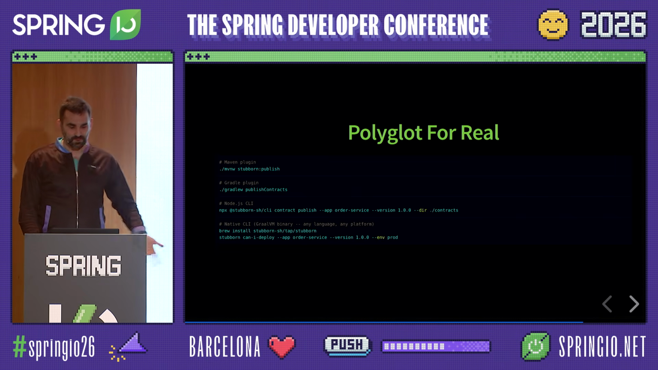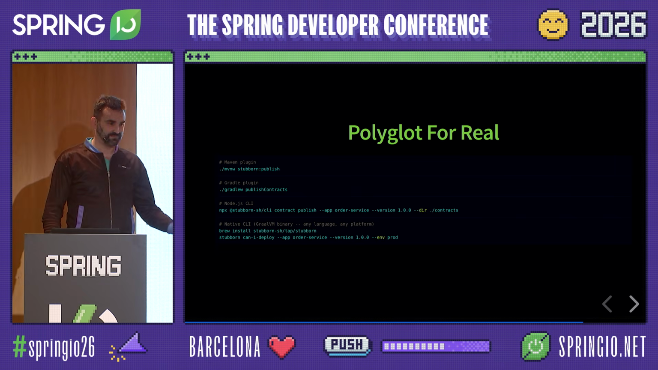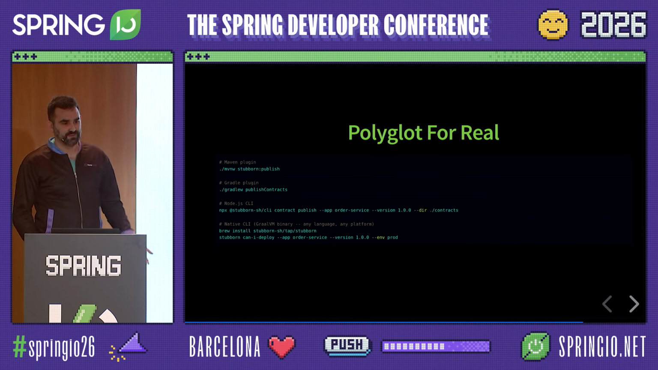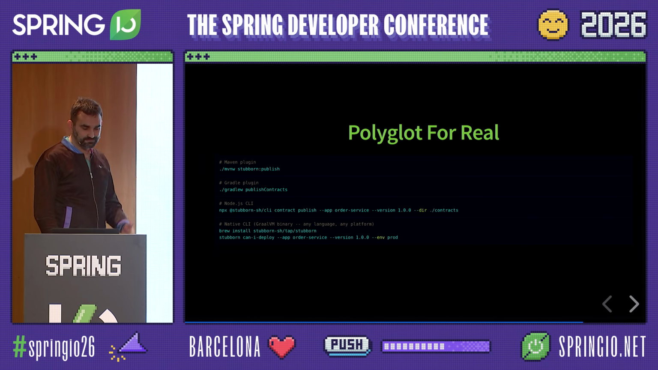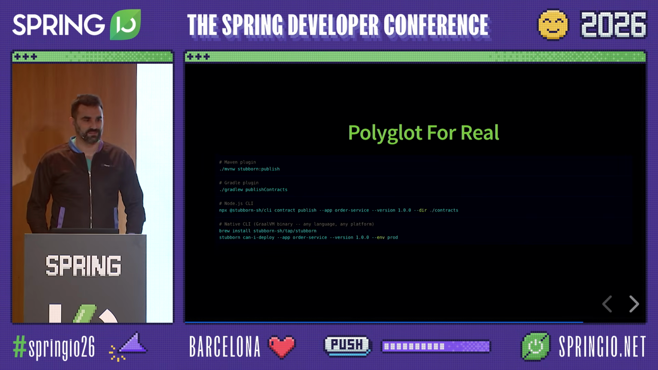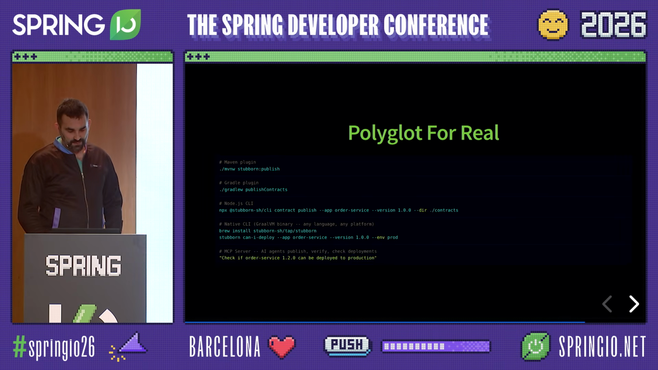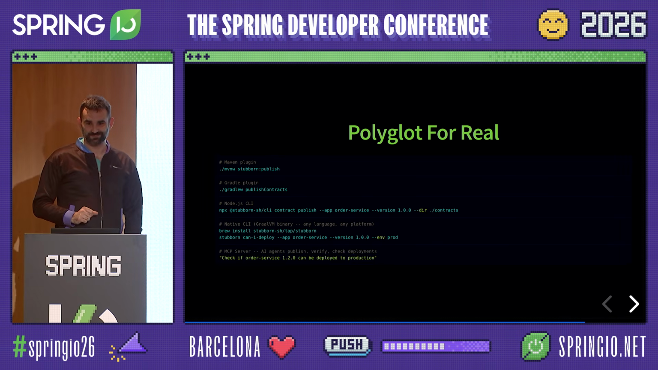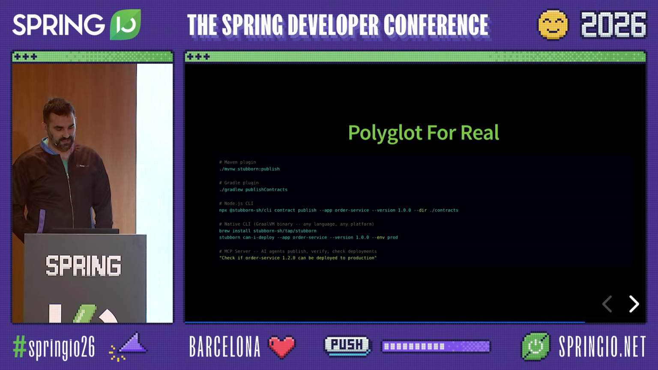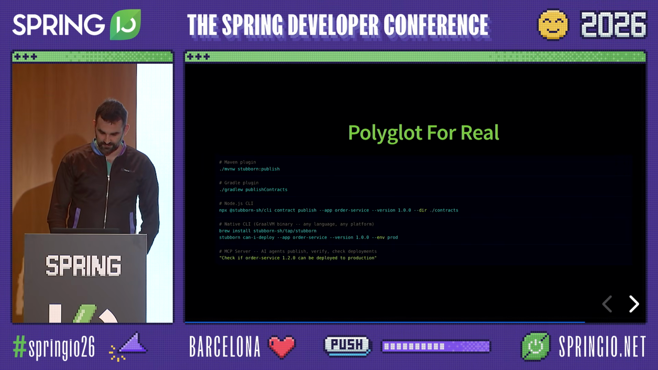You want to use brew? No problem, the CLI is out there using Graal. You can do brew install. There's scoop as well for Windows, right? You can use it. So if you want to locally say, hey, can I deploy? No problem, use the CLI. The MCP server is also there. So you can ask it, like, check if order service can be deployed to production.